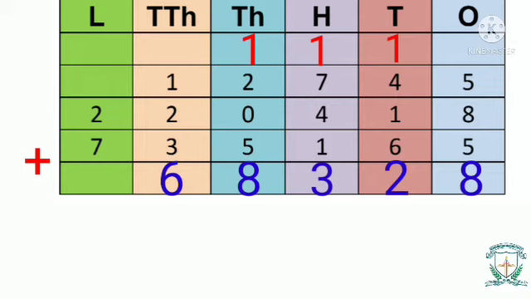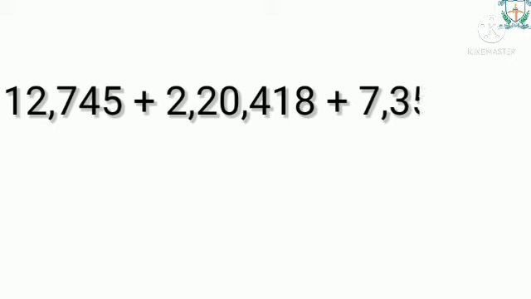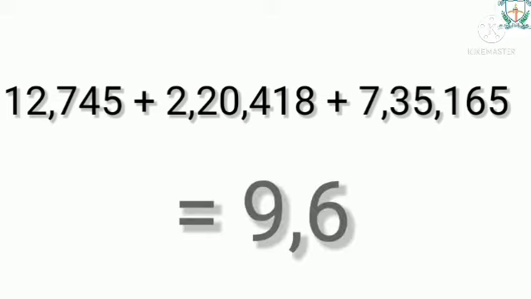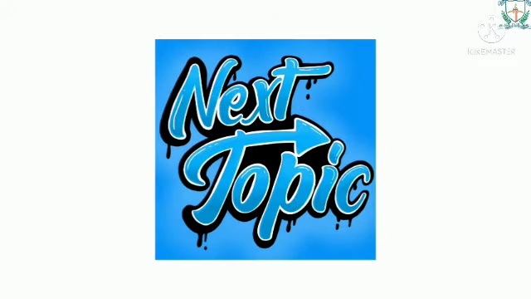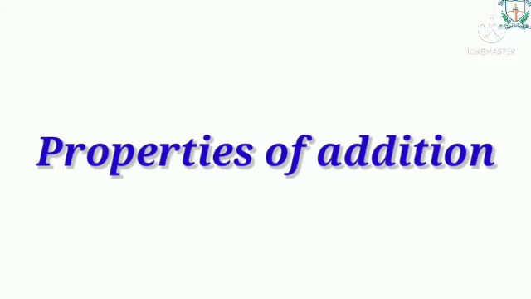Now add the digits in lakhs place. That is, 2 plus 7, which is equal to 9. Write 9 in lakhs place. So, when we add 12,745, 2,20,418, 7,35,165, we get the sum as 9,68,328. Let us move on to the next topic, properties of addition.